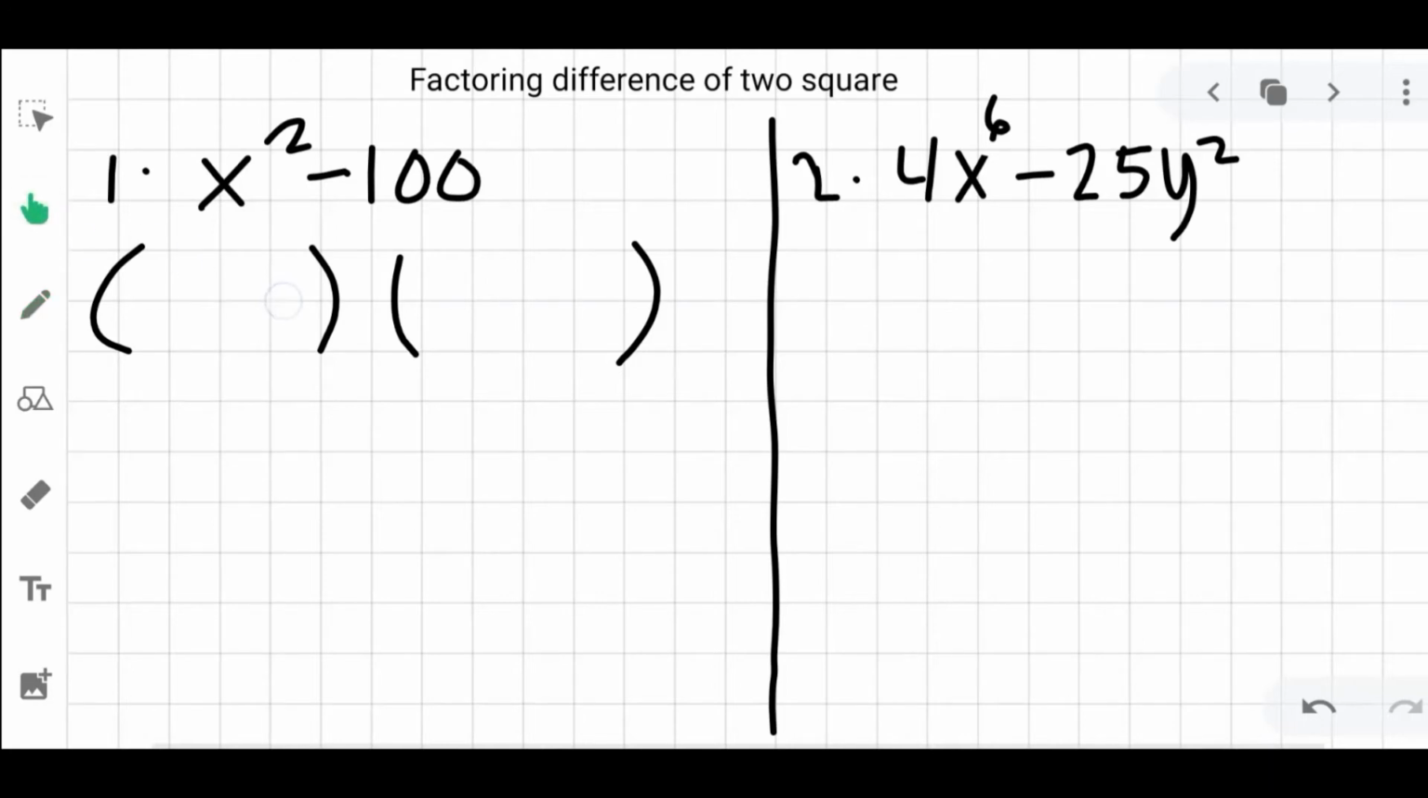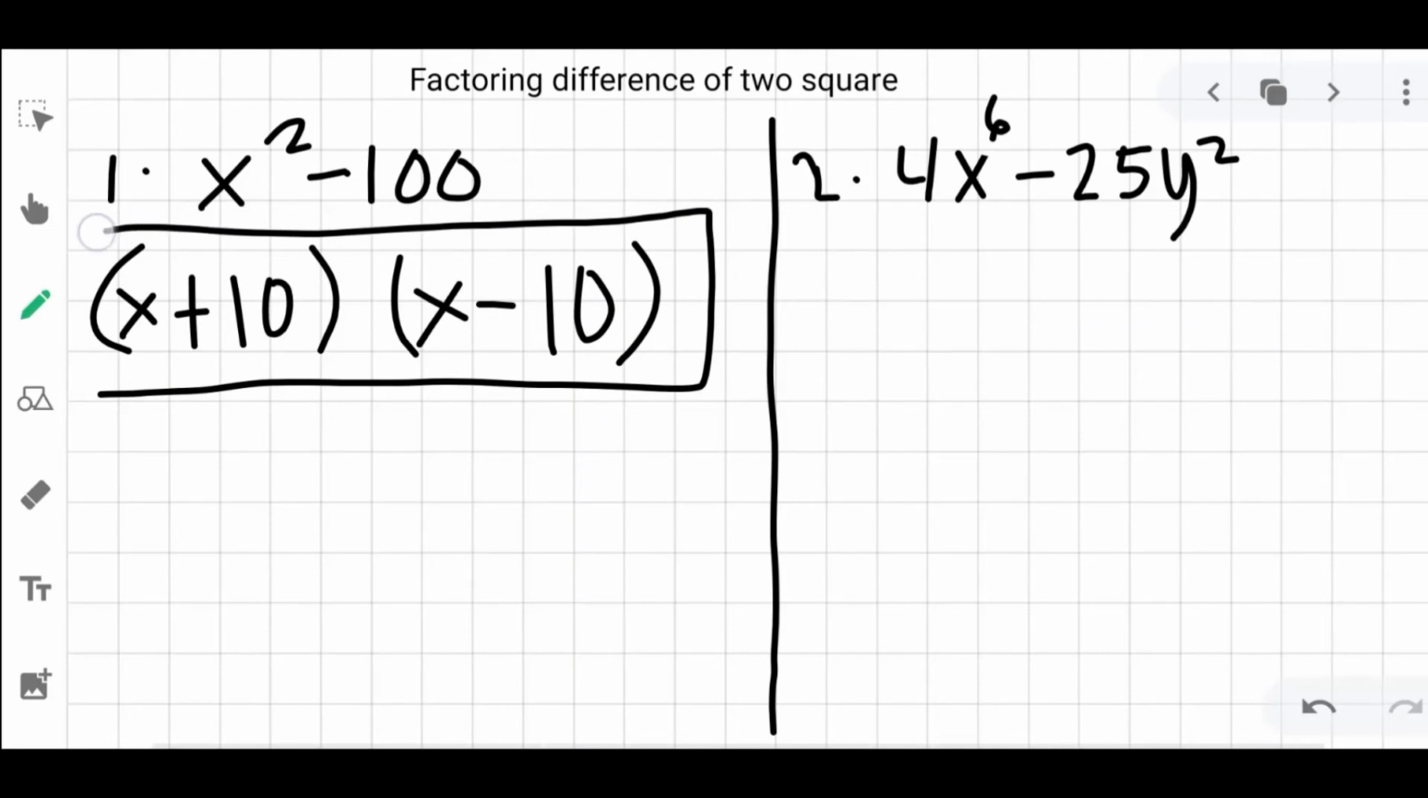So, x squared. Divide natin yung exponent ng x squared by 2. The answer is x. Isang x na lang. Write positive and negative, tulad ng sinabi ko kanina. Next is, what is the square root of 100? Square root of 100 is 10. And this is our final answer. So you can check if our final answer is correct using the FOIL method. Dapat kapag FOIL method nyo yan, babalik yan dito.